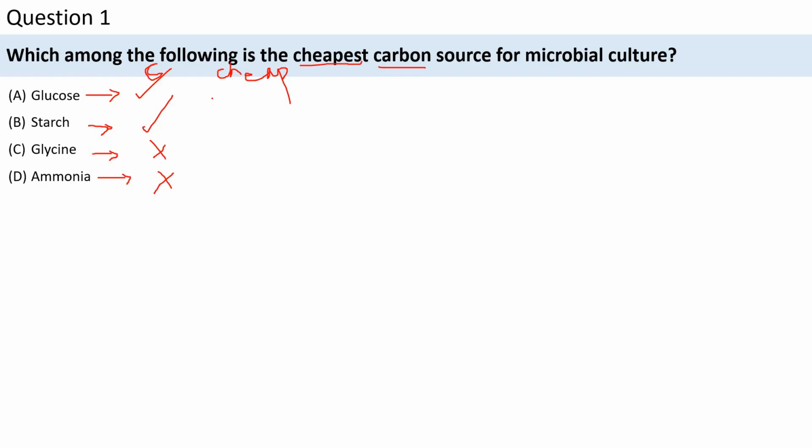So we'll see which is the cheapest one, whether it's starch or glucose. We know that glucose is a very commonly used carbon source for most microbial cultures, whereas starch is not the commonly used one. But our question here is whether it is cheapest or not. Starch is abundantly available in many feedstocks, which contain starch as the major content.